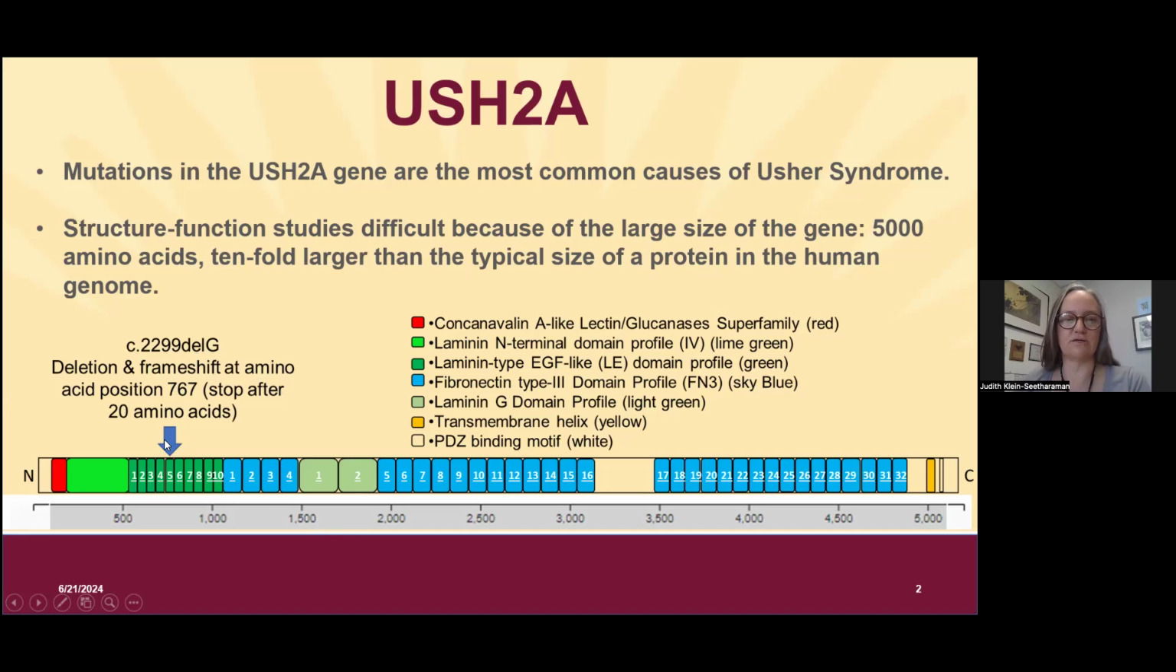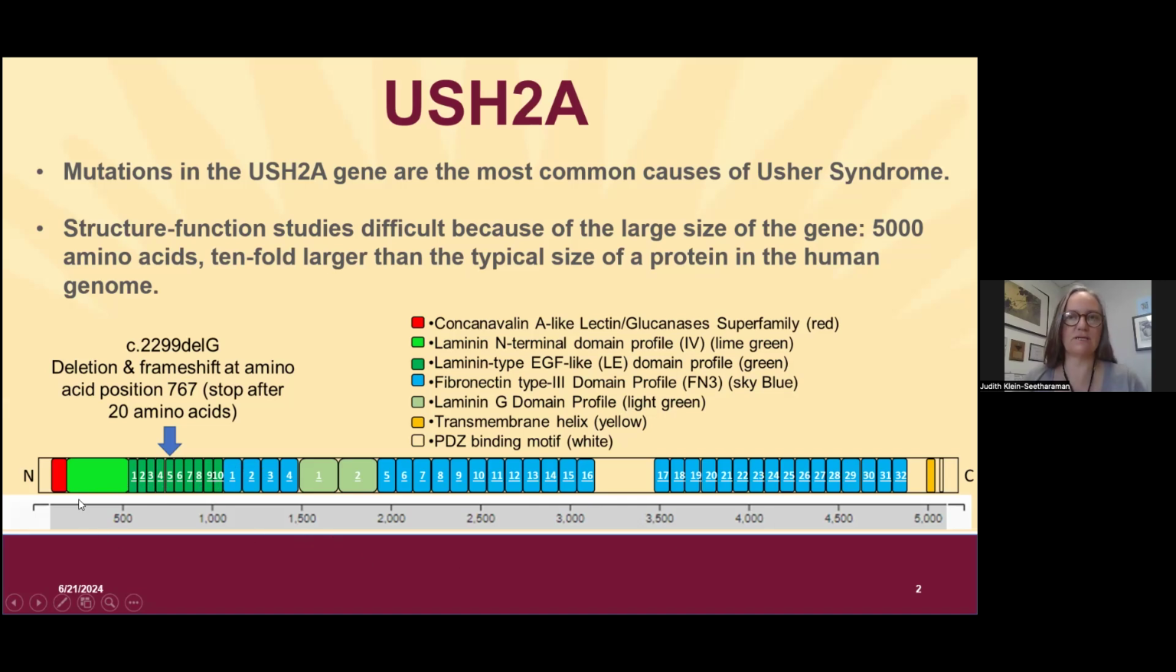Of interest is also the location of one of the most commonly found mutations in Usher syndrome, the 2299 deletion, which causes a deletion and a frame shift at position 767. So what that means is that after this position where I place the arrow, everything else is missing. So only this very first piece of this protein is actually present. And that's really important because that means that there is no anchoring in the membrane. There is no PDZ domain in the cytoplasmic tail that would be able to interact with other proteins.